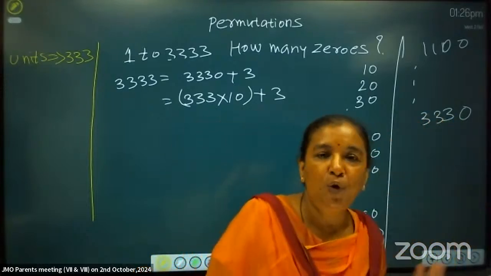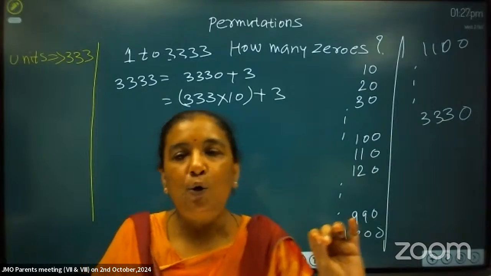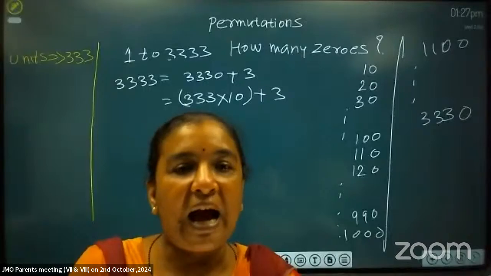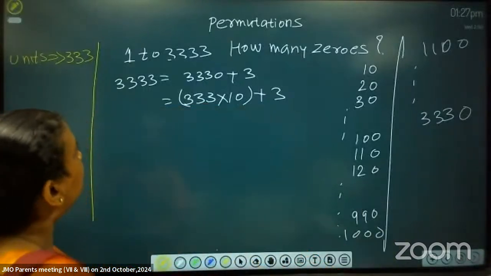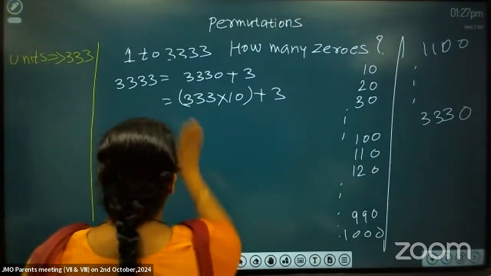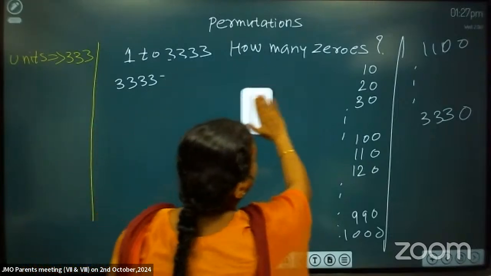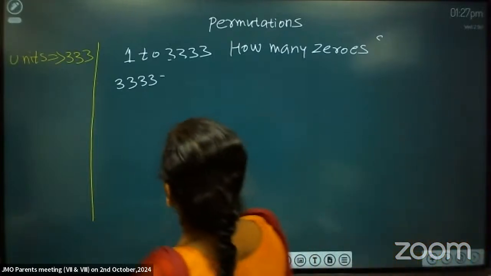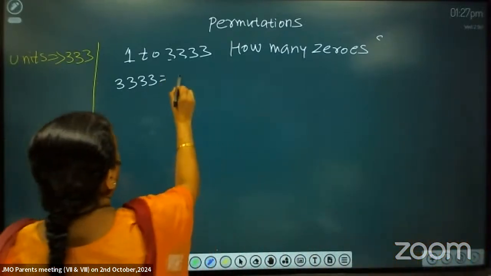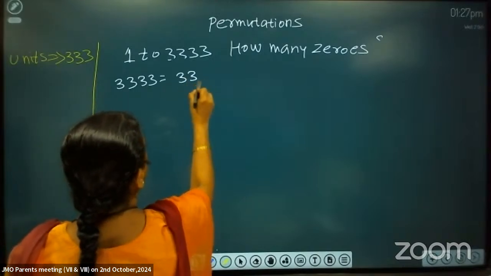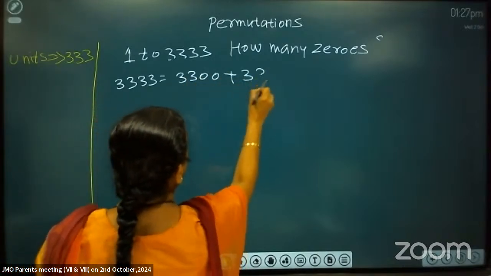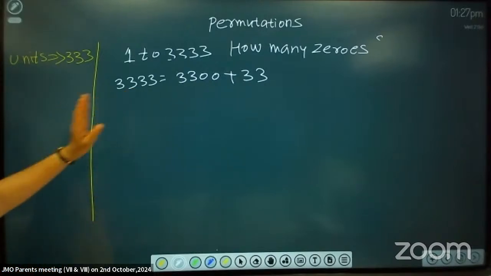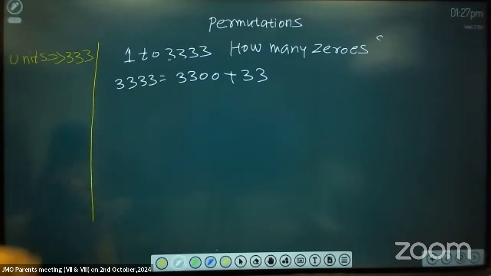I showed you how we have calculated the number of zeros at units place. Let's calculate the number of zeros at tens place. For that, we will write this in a different manner. See how we will write this. This I write as 3,300 plus 33. It's right, no? 3,333 is 3,300 plus 33.